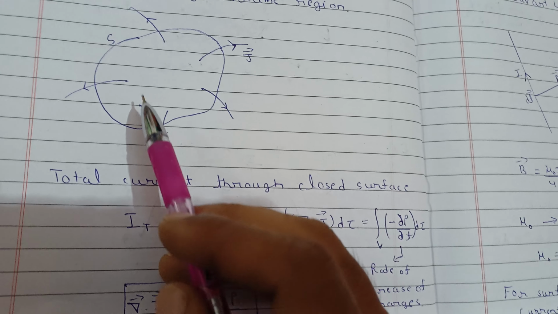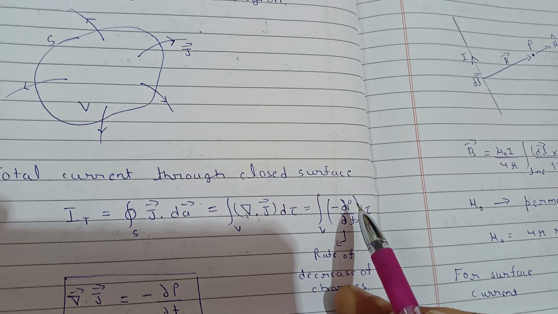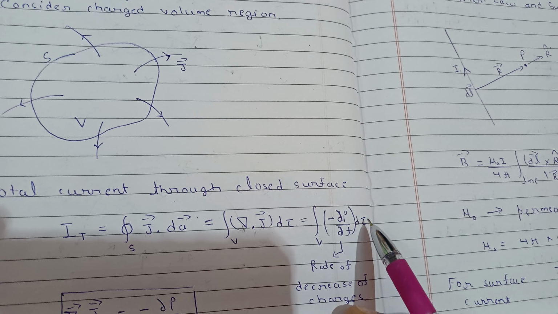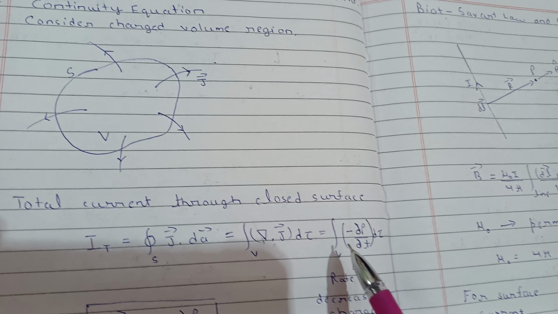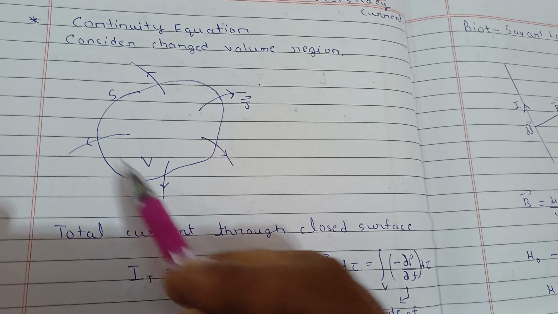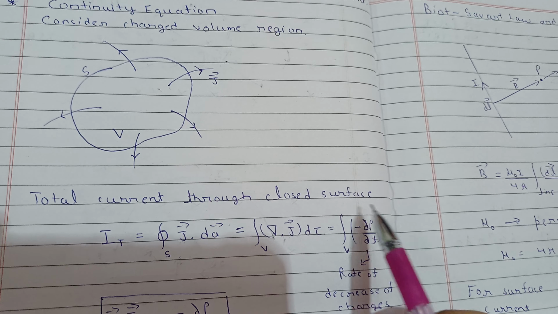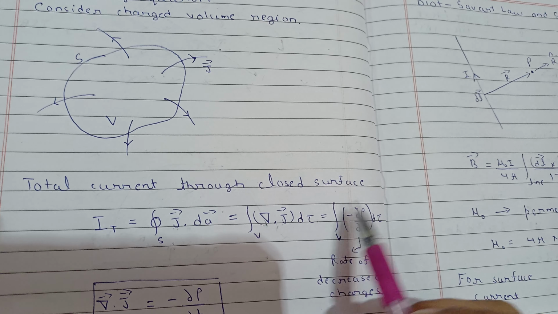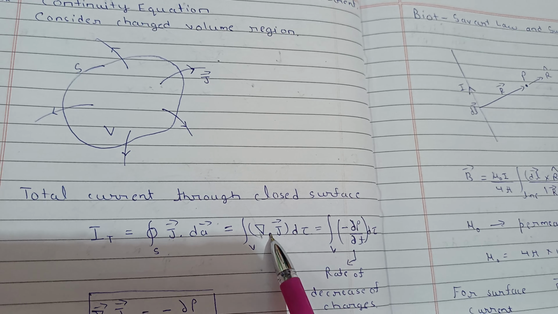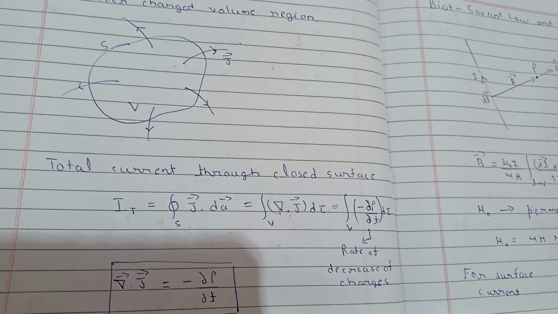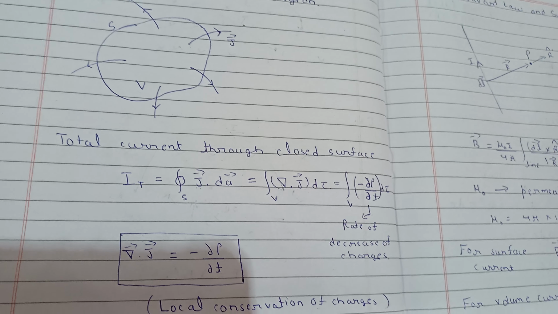And see, the current is nothing but the total charge going outward divided by time. The volume charge density is rho, so rho multiplied by d tau will give you the total charge, and dt will give you the current. This charge is going outward, so the density is decreasing inside, and this current must be positive, so we have put a minus sign outward to make it positive. Now we can compare these two things: del dot J must be equal to minus del rho by del t, and del rho by del t represents the rate of decrease of charge. That's why we have a negative sign here.